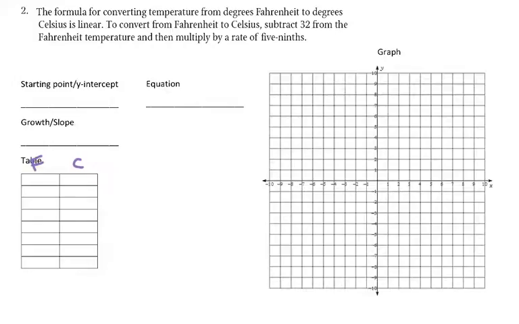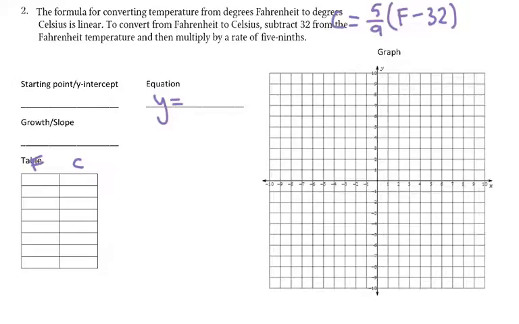It says to convert from Fahrenheit to Celsius, subtract 32 from the Fahrenheit temperature and then multiply by a rate of 5/9. So we have the Fahrenheit temperature minus 32, and we take that and multiply by 5/9, and that's going to equal Celsius. So Celsius is like y.